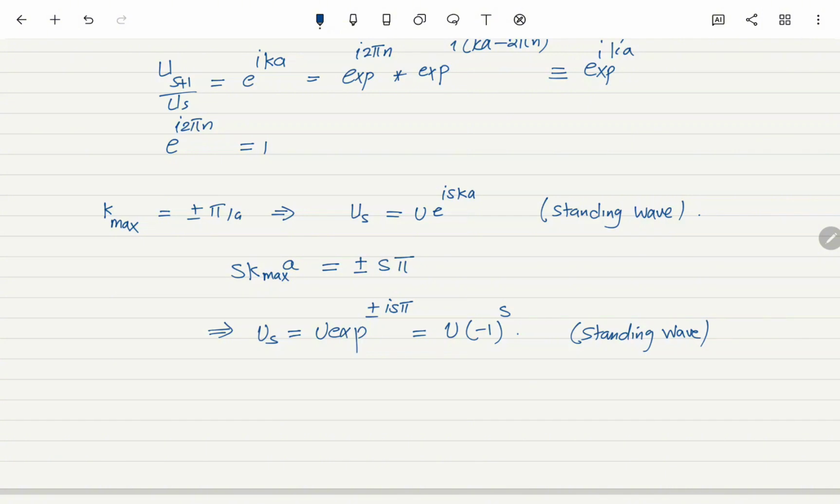As we can see here, alternate atoms oscillate in opposite phases, because us here is equal to either plus or minus 1 depending on the s value. If s is even, then u in this case equal to plus 1. If s is odd, us in this case is equal to minus 1. In either case, it is a standing wave.